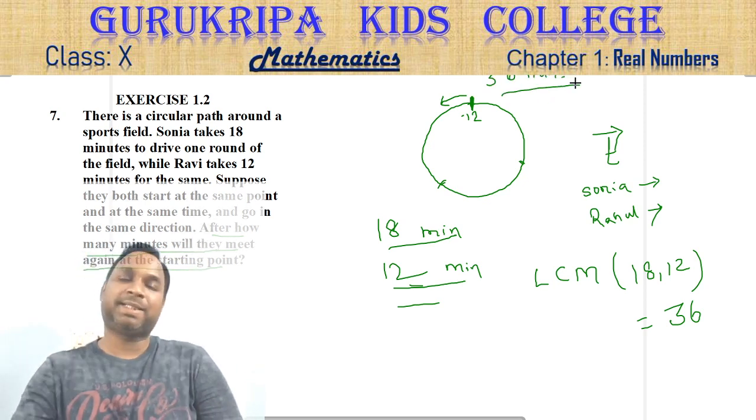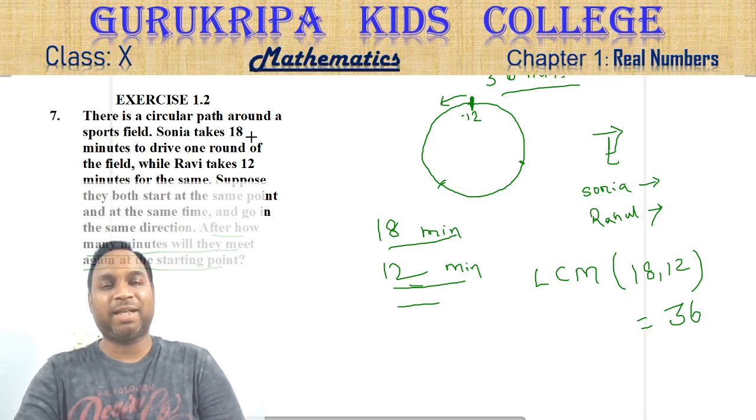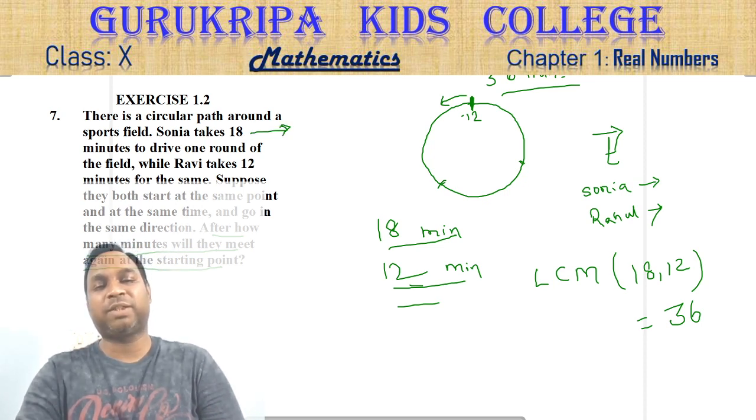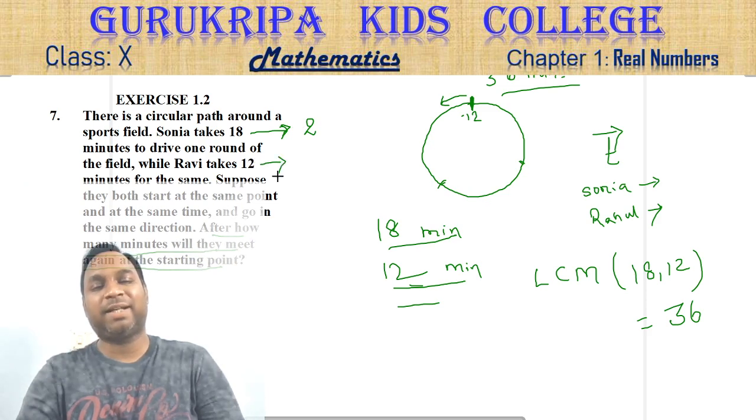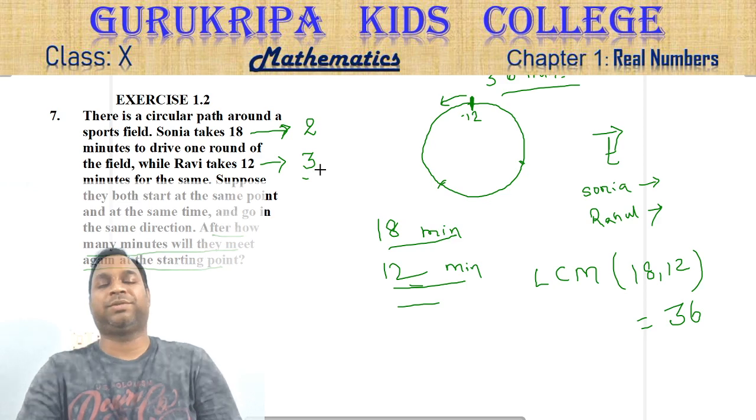Okay, in 36 minutes, Sonia will have taken how many turns? 18 minutes, 1 round, 36 minutes, 2 rounds. And Rahul will have taken how many rounds? 12 minutes, 1 round, 36 minutes, 3 rounds.